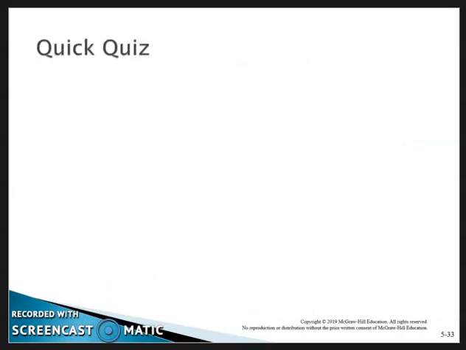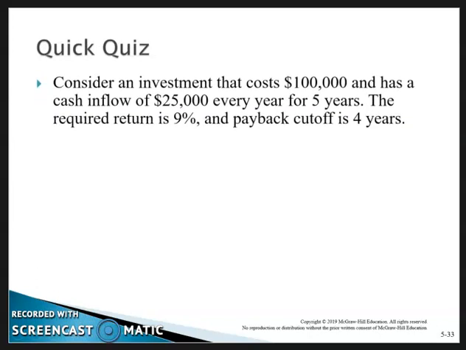The quick quiz. All right. Okay, so an investment that costs $100,000 has a $25,000 cash flow every year for 5 years. The required rate of return is 9%. The payback cutoff is 4 years. So, what's the payback period?